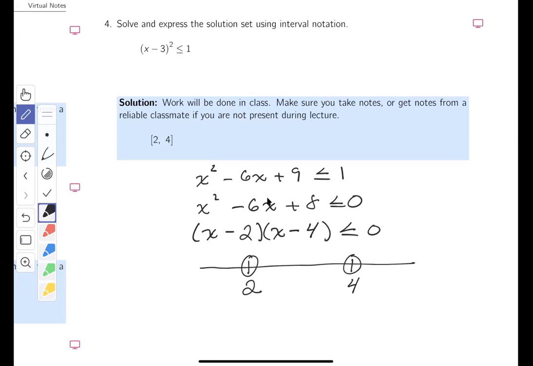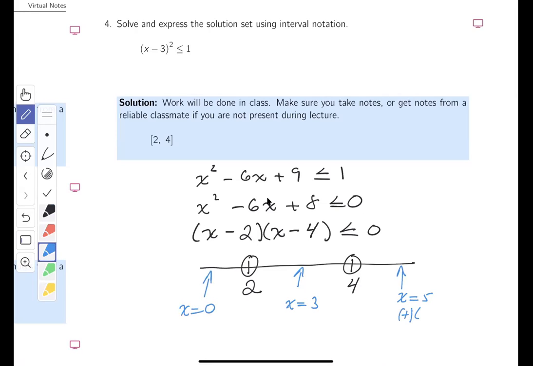I'm getting a little better. I'm not saying you are. You haven't tried yet. You'll get better by trying. What do you put over here? Test point. I'd say a good test point over here would be 5. What's a good test point between 2 and 4? I would say 3. What's a good test point over here? I would say 0. Plug it in.